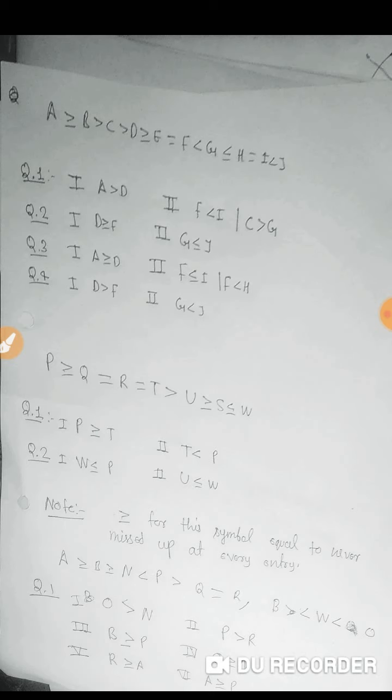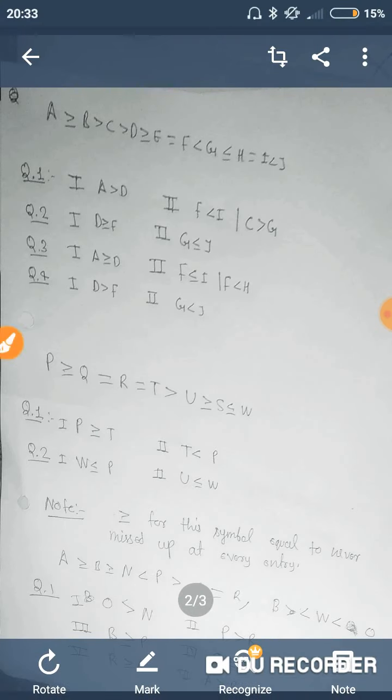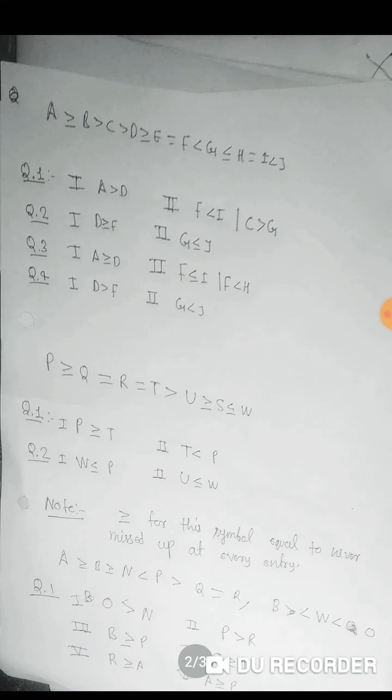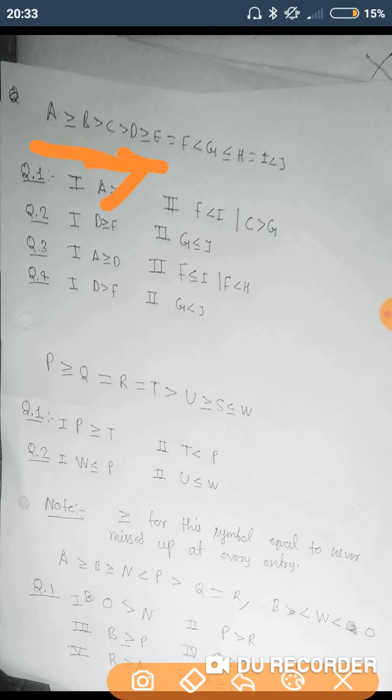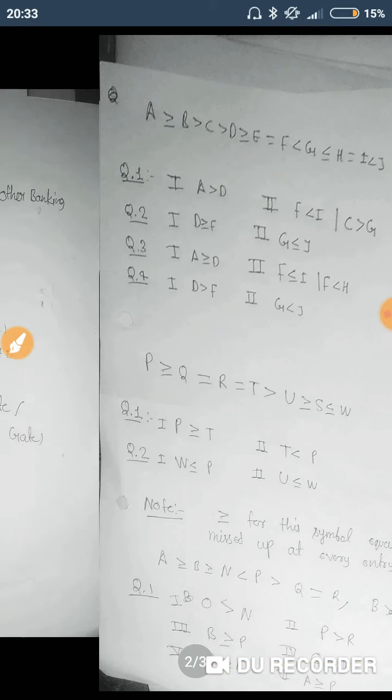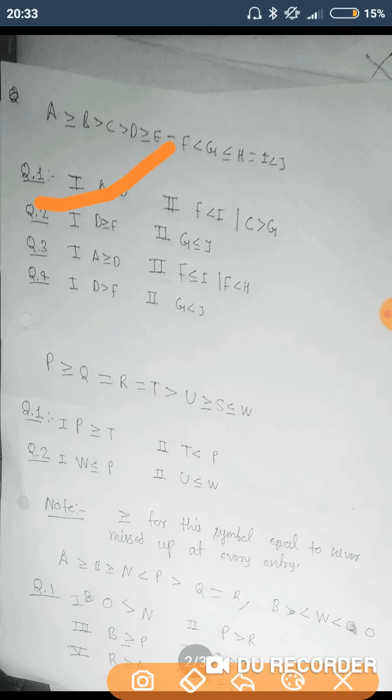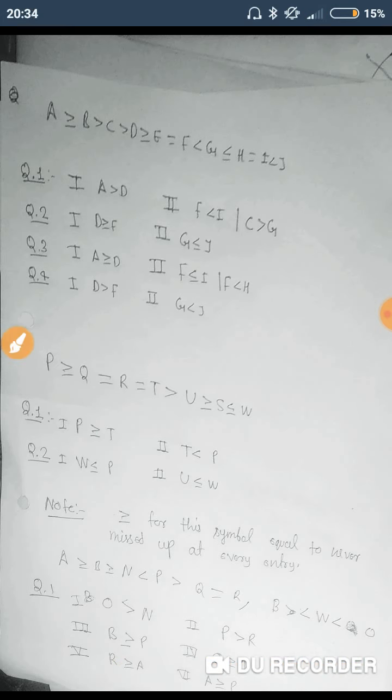The conclusion is a greater than d, so we have to go from a to d. Let's see, from a to d there is no closed gate, so this conclusion is true. We have to go from f to i to f. So where is i, h, g? Yes, this is also true, this conclusion is also true.